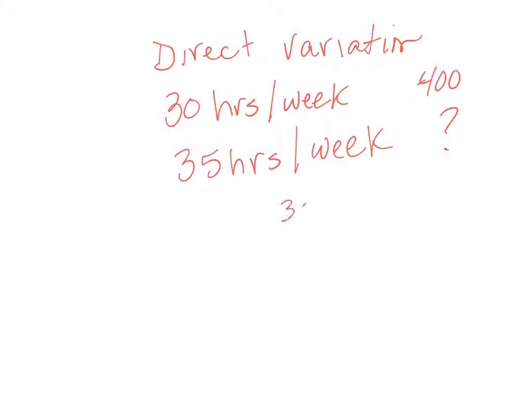So you have 30 is to $400. This is hours and dollars. Like 35 is to x, and you just cross multiply those and you find the x. So what's 30 times 400? 35 times 400.